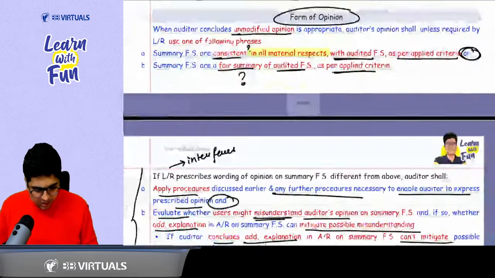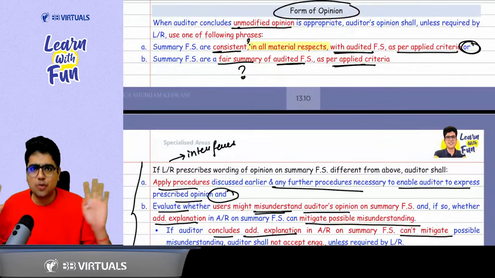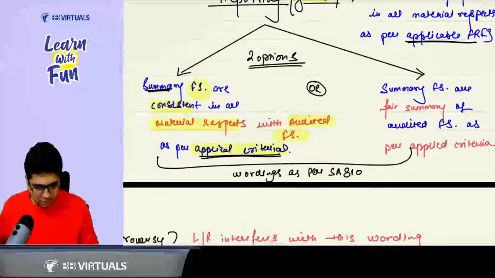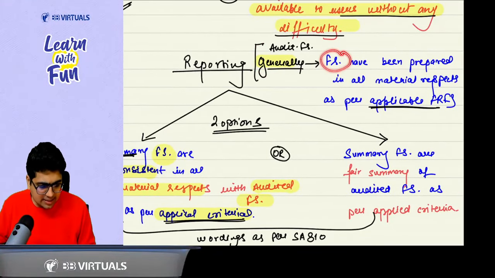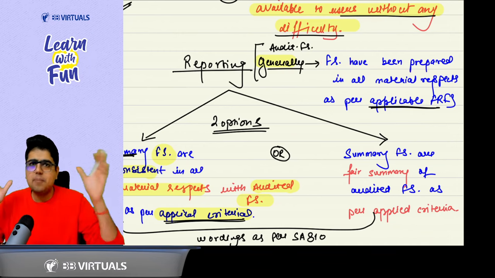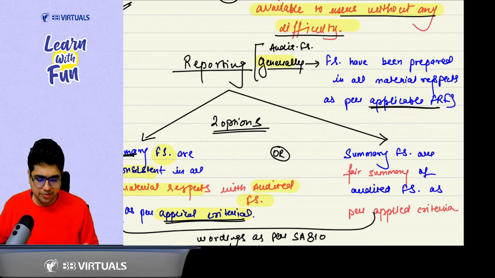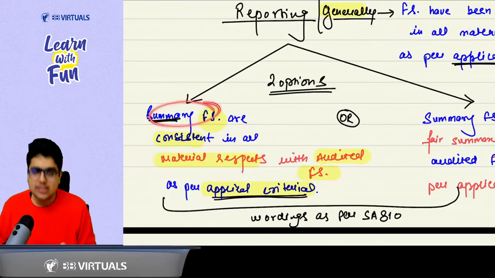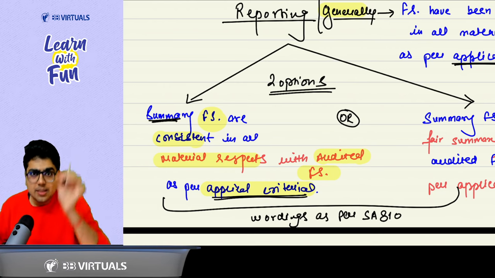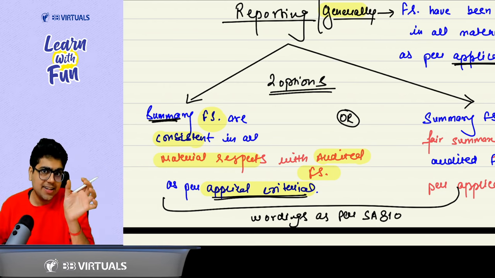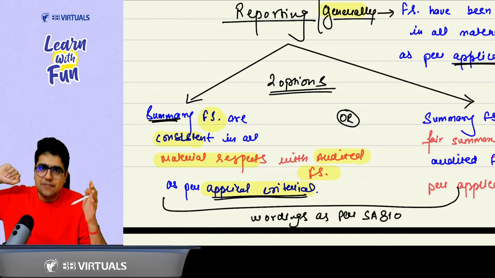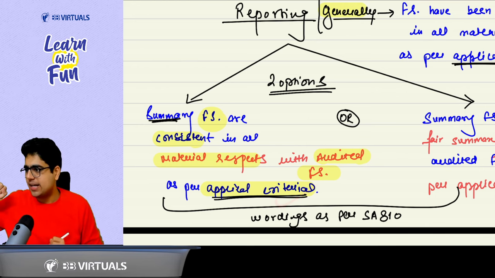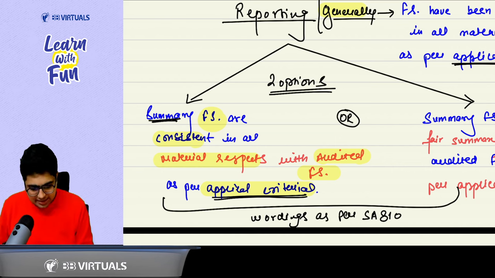Got it, sir. Now comes the next point about the form of opinion. Two forms of opinion are possible. Sir, what are the forms of opinion? Generally, what we do in case of audited financial statements is that the financial statements have been prepared in all material respects as per the applicable FRF. But here we are talking about summary financial statements, so two options are available. Summary financial statements are consistent in all material respects with the audited financial statements as per applied criteria. So summary financial statements should be consistent with the audited financial statements.